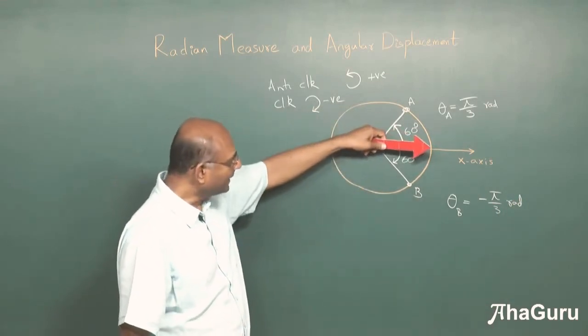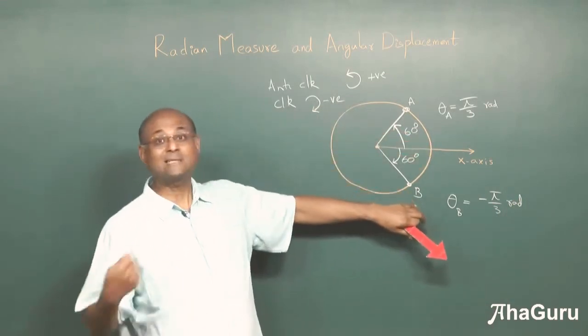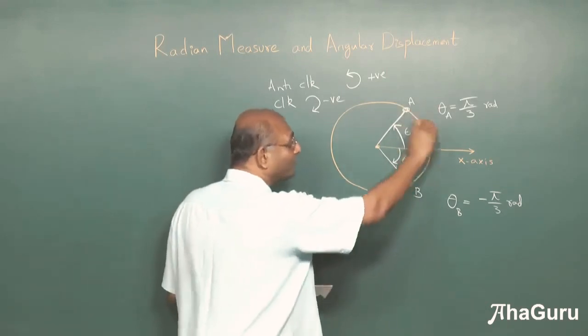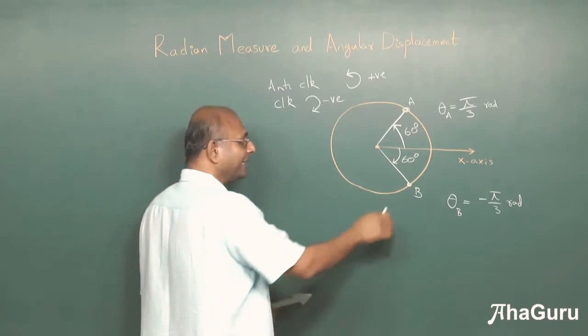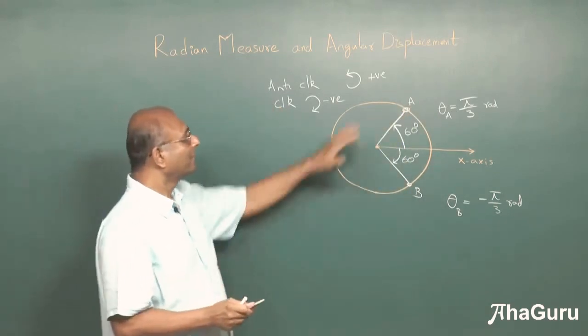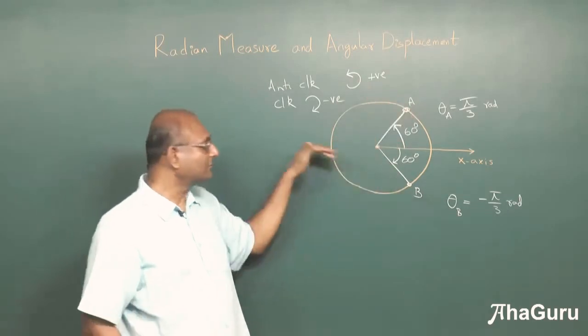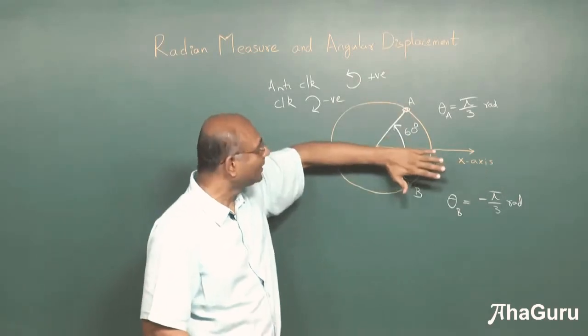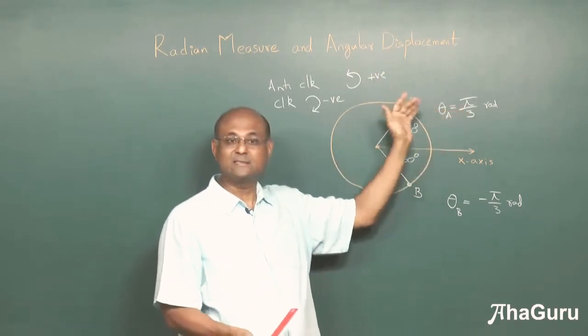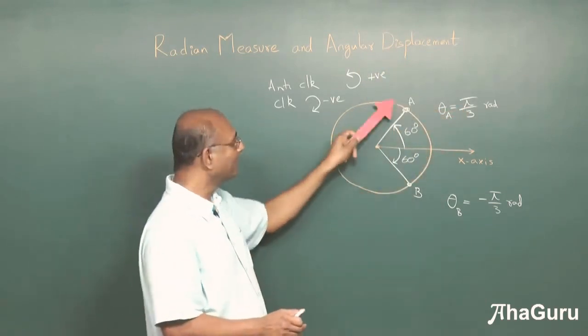Remember, the particle starts at B. It is a position. It is not the displacement. It is not moving anywhere. It has not moved from A to B. It is already at B. This one is already at A. But where is A? You have to start with the x-axis and say, A is 60 degrees or pi by 3 radians. So that is the angular position.